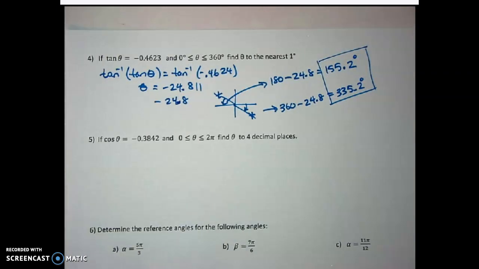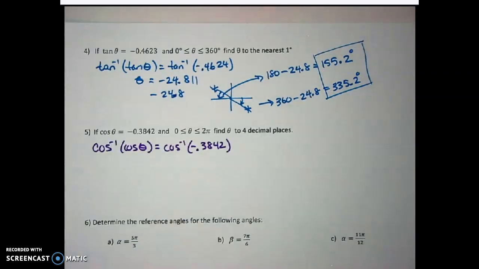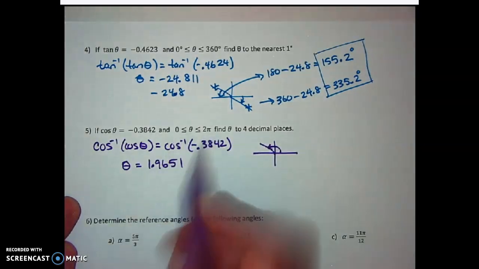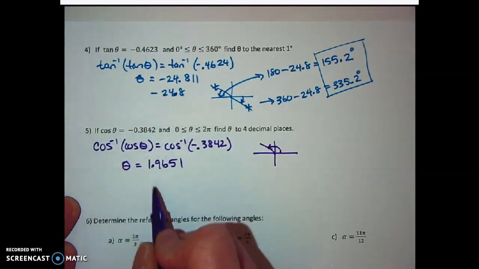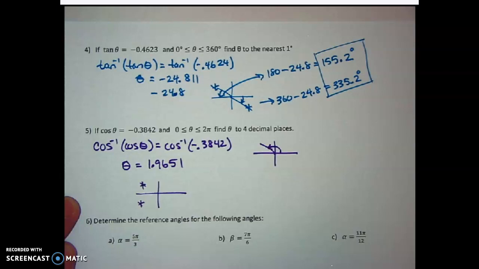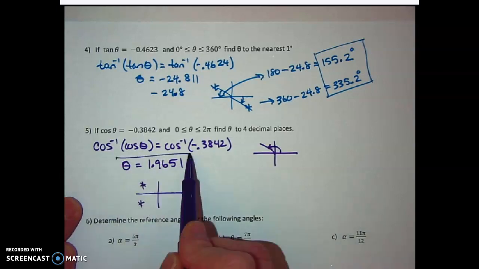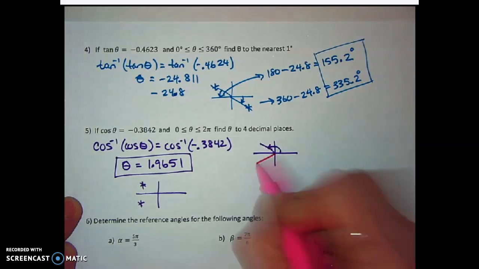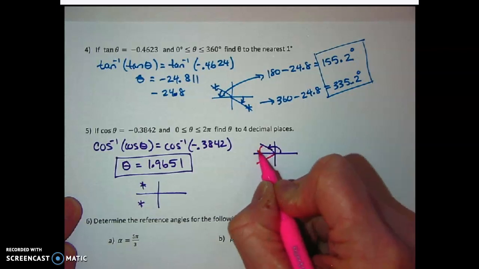Now let's go ahead and try to do the same thing with number 5, the cosine that it's giving us, but now our calculator needs to be in radians. Taking the inverse cosine of both sides to undo the cosine, we end up with theta equals 1.9651. So that's a good answer. That's between 0 and 2 pi. But now let's look where the cosine is negative. The cosine is going to be negative in the second and third quadrants. This angle falls in the second quadrant, so we're good there. But now we have to find our other angle. Our other angle needs to be in the third quadrant.